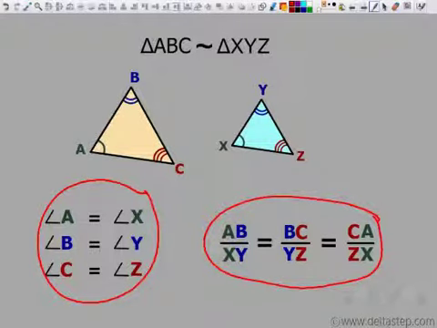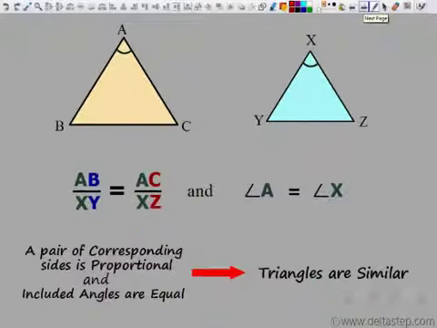Let us see. So we take one pair of proportional sides and we take the included angle between them. So we take AB by XY is equal to AC by XZ. So these are the two pairs of sides which we take, and the included angle, which is angle A equals angle X. So if a pair of corresponding sides and the included angle between them is equal, then also I can say that the triangles would be similar. Now let us try to prove this.